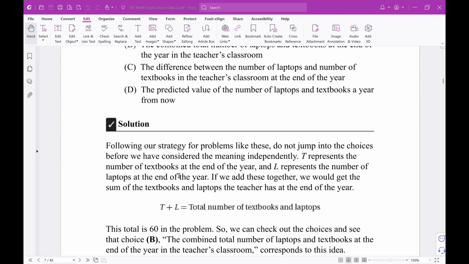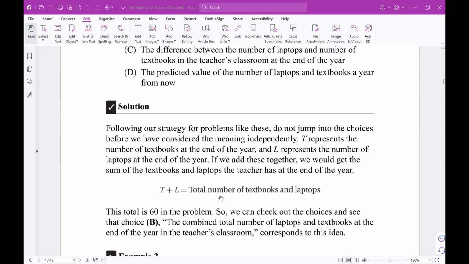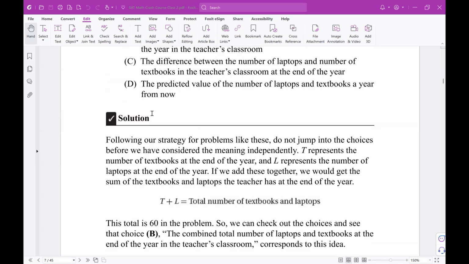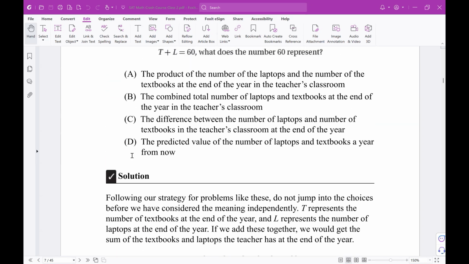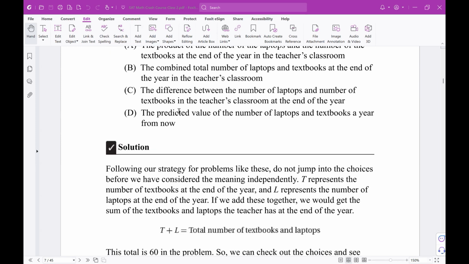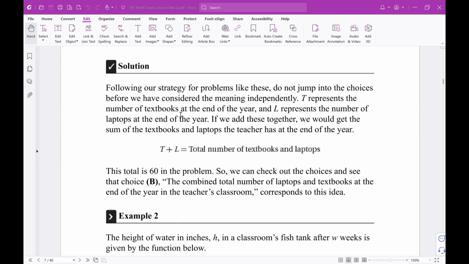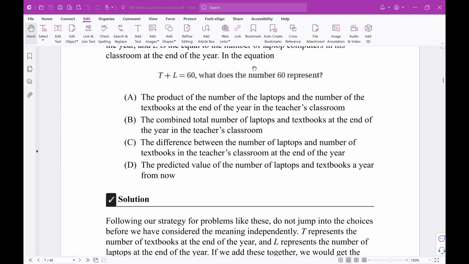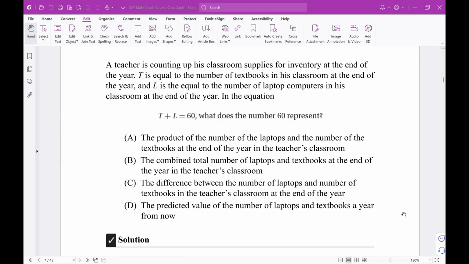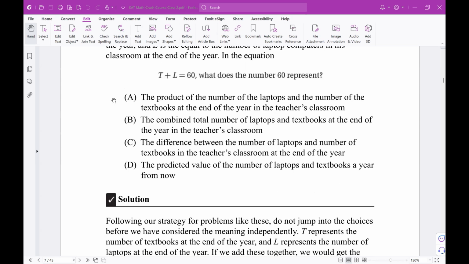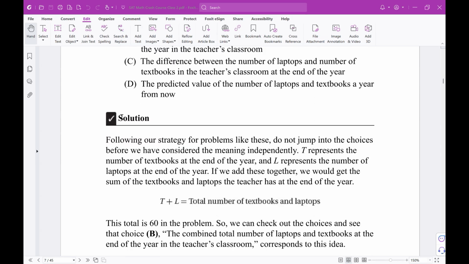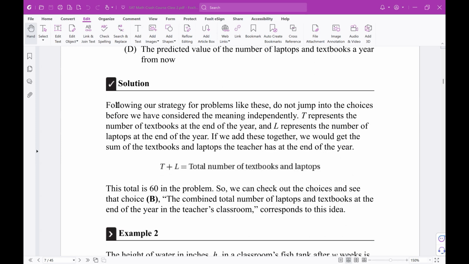Yes. Okay. The total number of textbooks and laptops equals T plus L. So they are just combining all the answers into one answer, not giving the solution one by one. Actually, you just need to go through this. If you do some self study, then you would definitely understand what they are actually talking about.